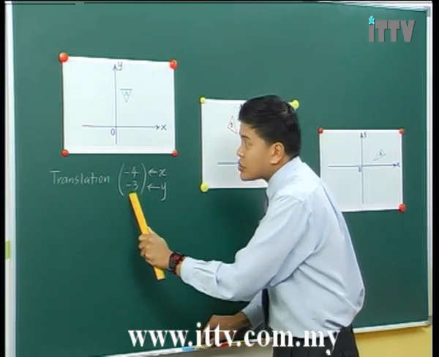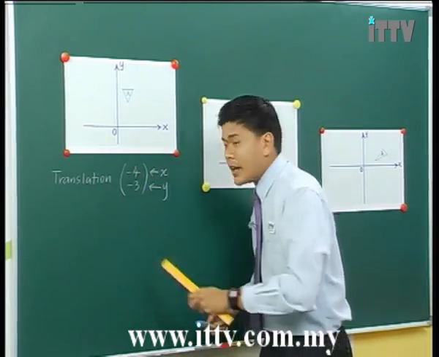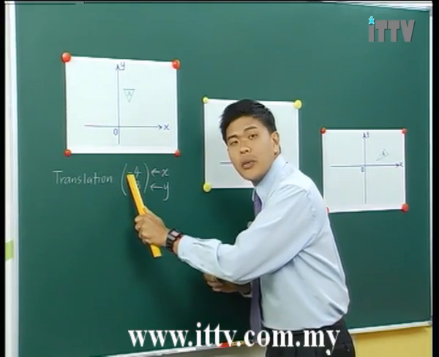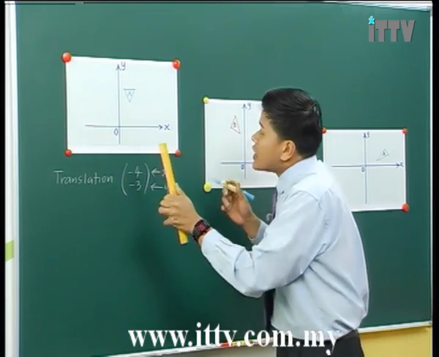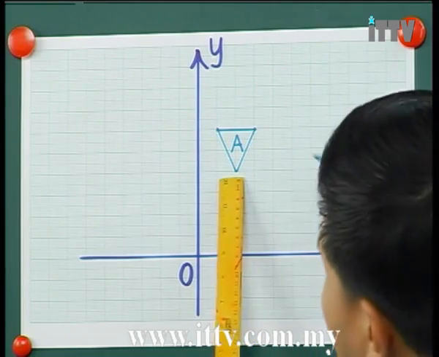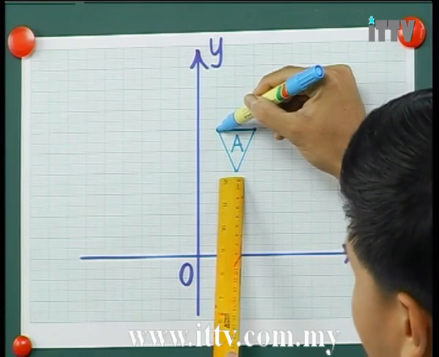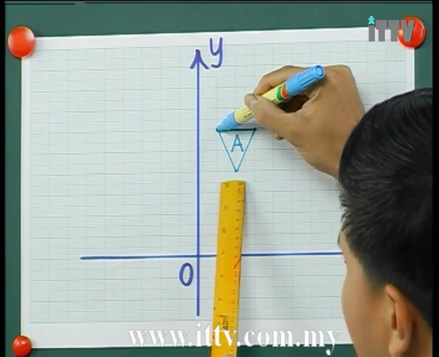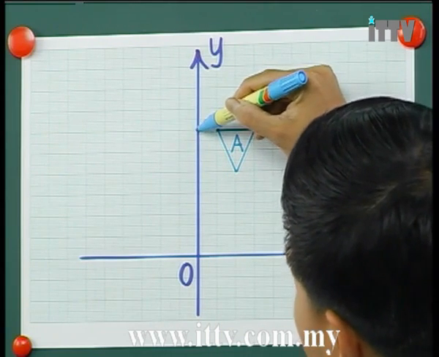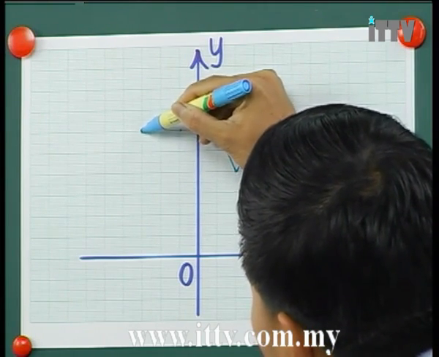Alright, so let me just demonstrate to you how we are going to perform this translation on this object A. As mentioned earlier, we need to do the x first. -4 means 4 units to the left. So if we have the object A, which is right here, what you have to do is pick one of the corners or one of the vertices. If I pick this vertex, I move it by 4 places to the left. Let's count 4: 1, 2, 3, 4. I just mark it right here.